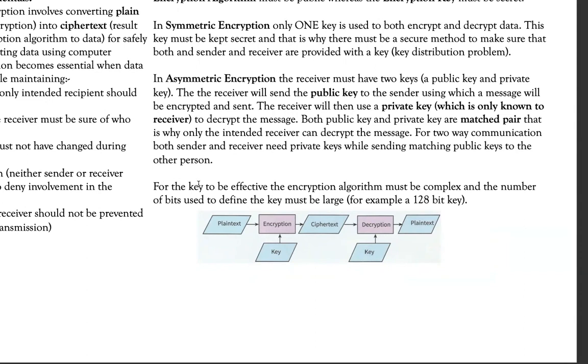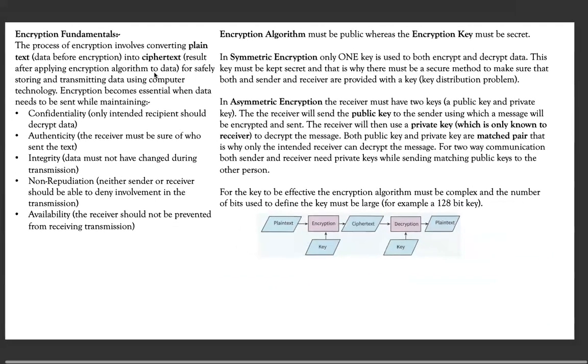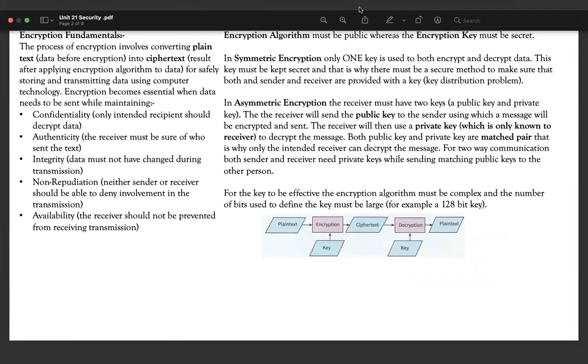Now, this is a very simple representation of what basically the process of encryption is. For the key to be effective, the encryption algorithm must be complex, and the number of bits used to define the key must be large. For example, a 128-bit key. The larger it is, the more difficult it is to crack, or more difficult it is to determine. So these are the methods that we are using for hiding data.